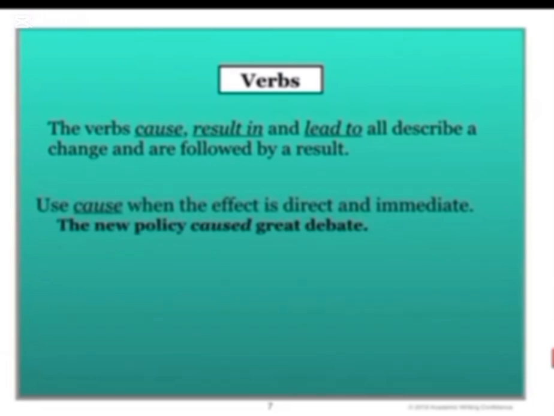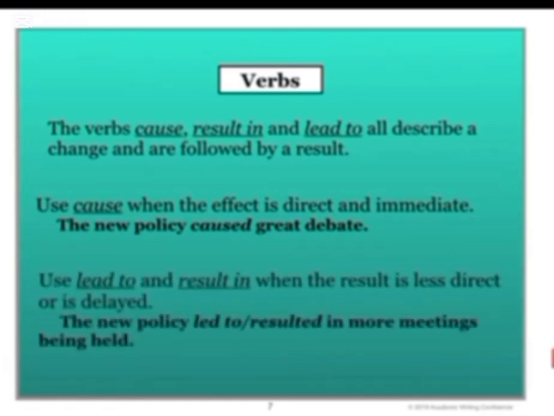The new policy caused great debate. Use the words lead to and result in when it is less direct or is delayed. The new policy led to or resulted in more meetings being held.